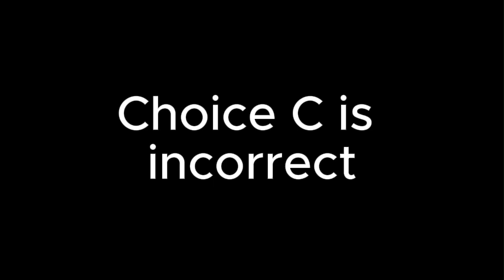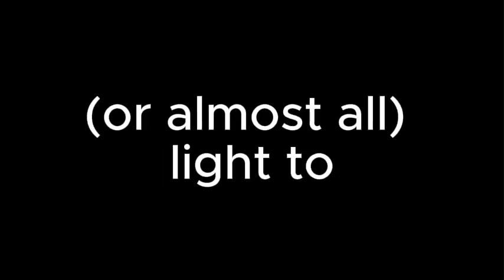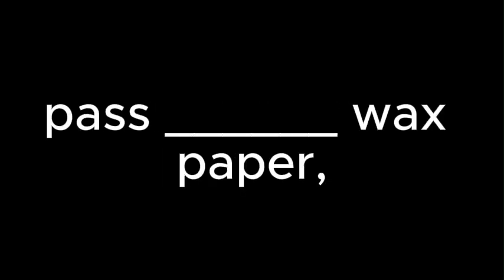Choice C is incorrect because the singular verb "reveals" doesn't agree in number with the plural subject "objects." Question 15. Physical materials can be classified by how much light passes through them. Clear glass, which is classified as transparent, allows all or almost all light to pass. Wax paper, which is classified as translucent, allows only some light to pass through.